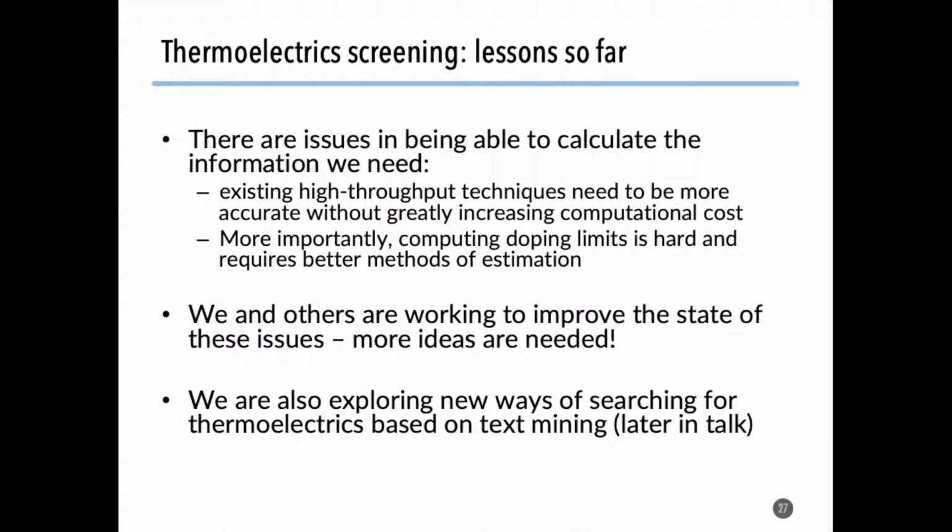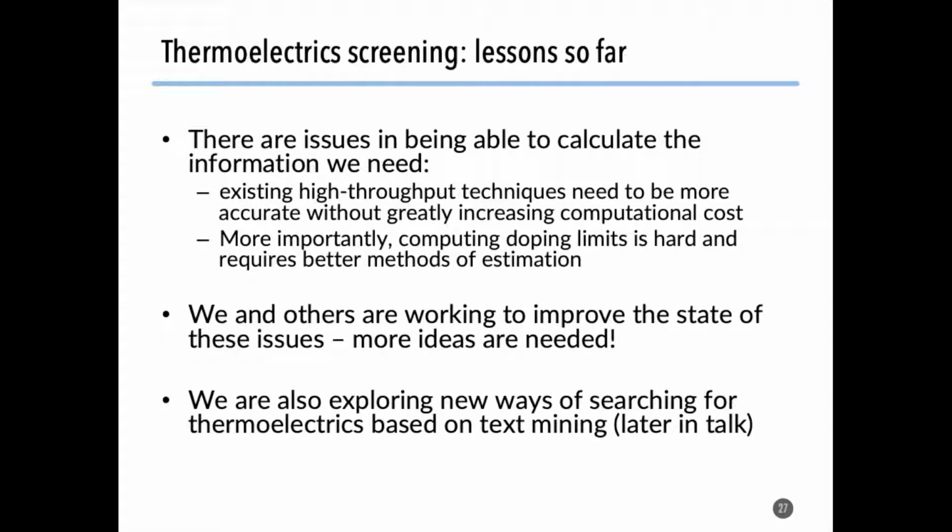I would say our lessons so far is that we still need better methods to be accurate in terms of predicting power factors and thermal conductivity without increasing the computational costs. But maybe most importantly, we found that a lot of materials we predict are really good in theory if you could dope them, but we're having trouble predicting whether you can dope them or not, because these doping calculations are not something that you can do in high throughput for the most part right now.